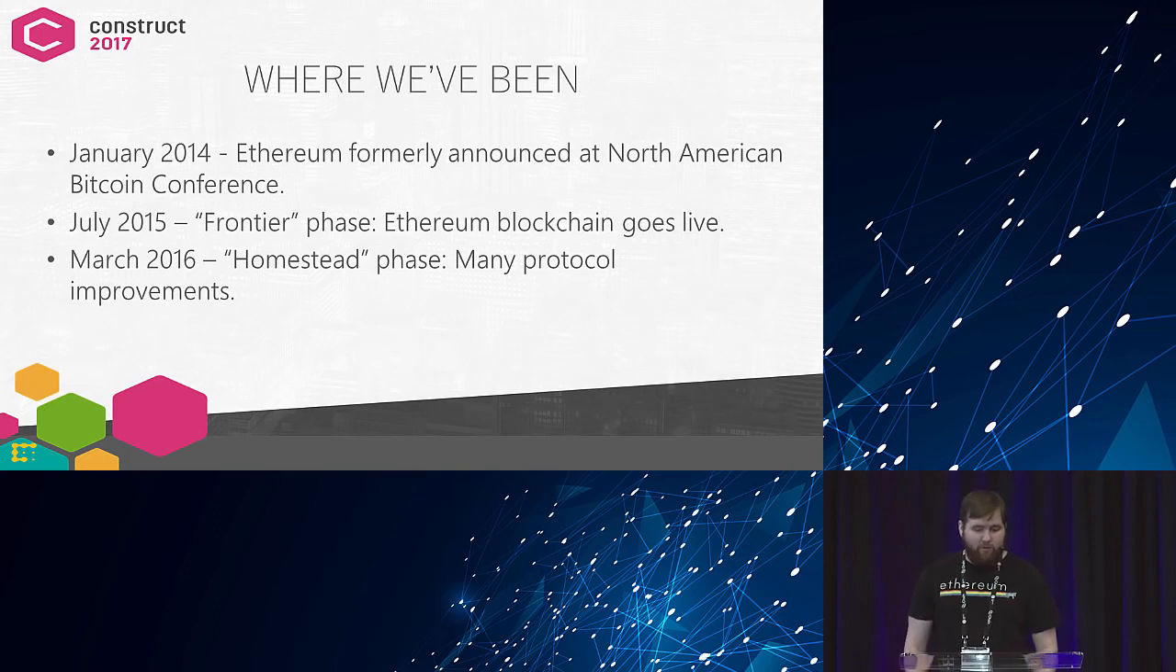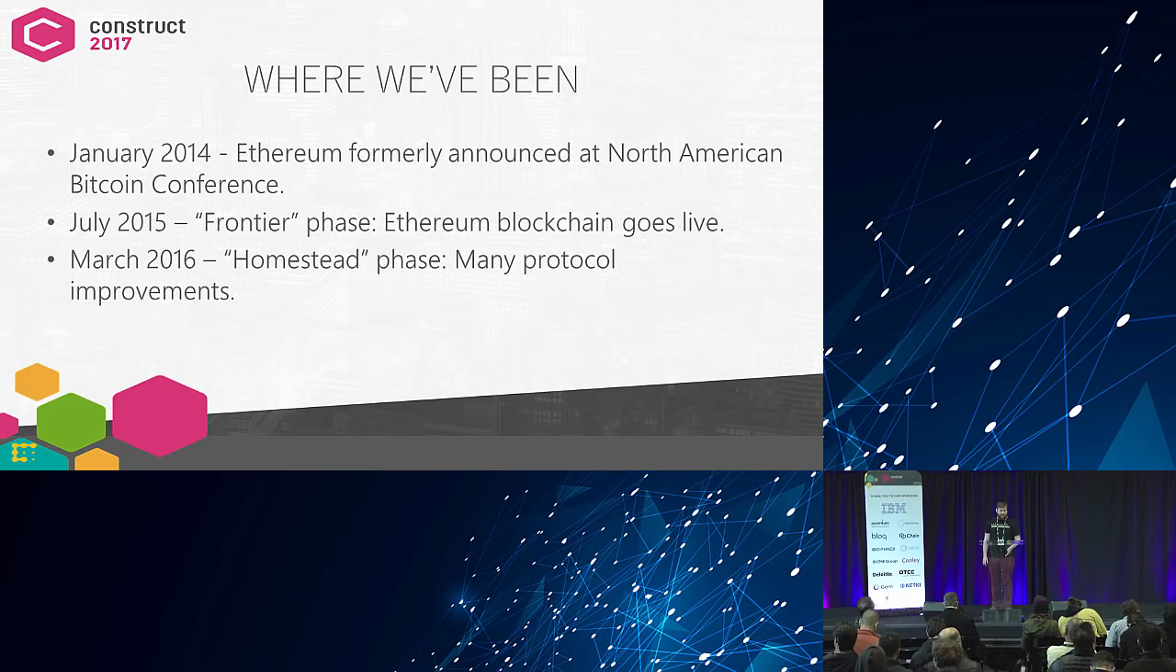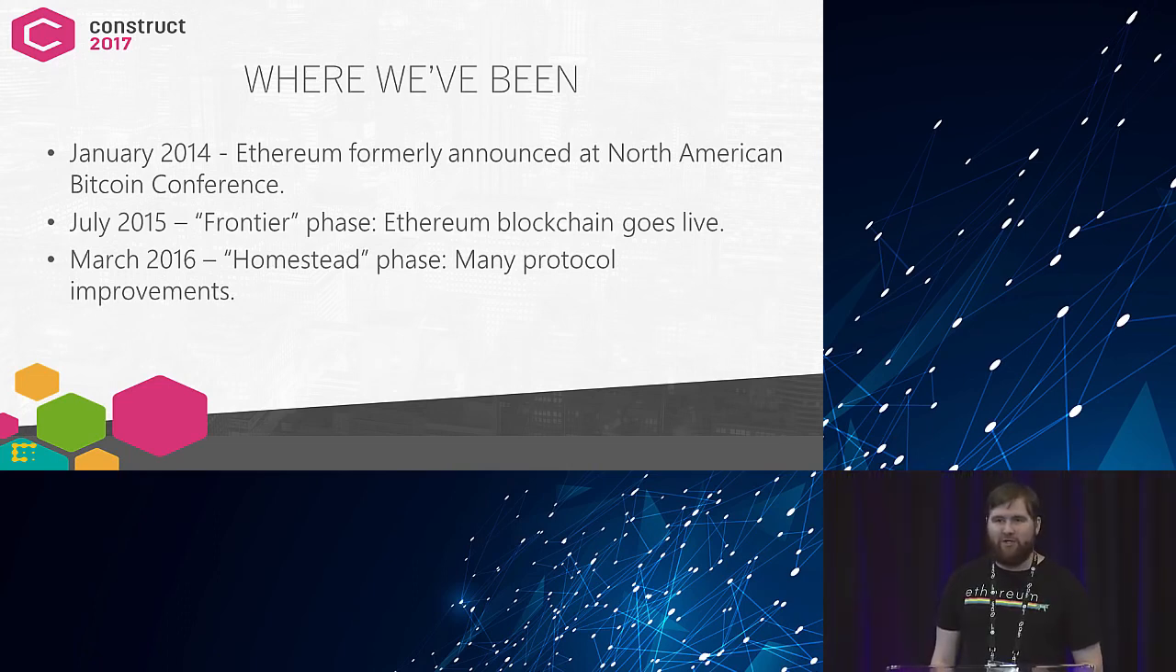So, where we've been. In January 2015, Vitalik Buterin formally announced Ethereum at the North American Bitcoin Conference. That was the start of people getting excited publicly about Ethereum. It set things in motion. We had a crowd sale after that, and then in July 2015, we started the Frontier phase, which is when the blockchain actually went live.